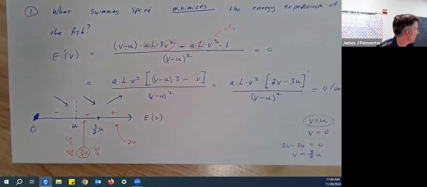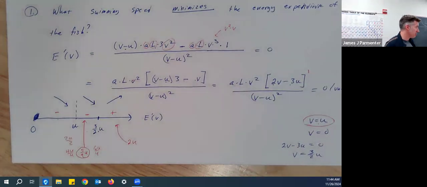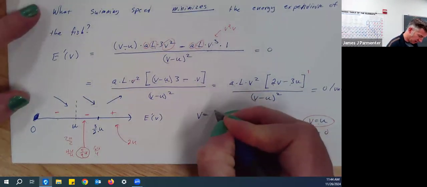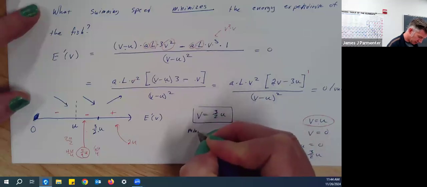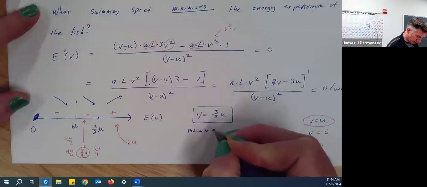So it looks like if the fish swims at 1.5 times the speed of the current against the current, that will minimize the energy expenditure. Interesting. So v equal to 3/2 times u minimizes the energy expenditure.